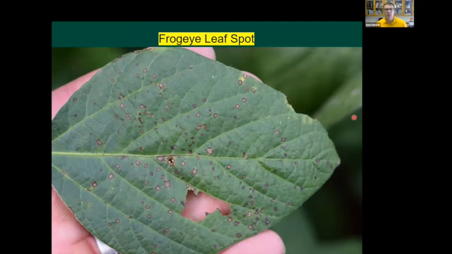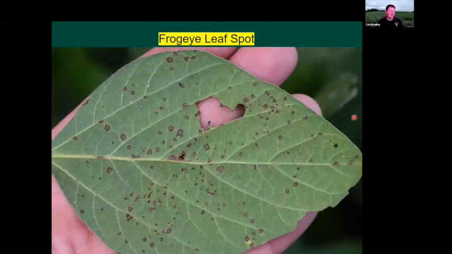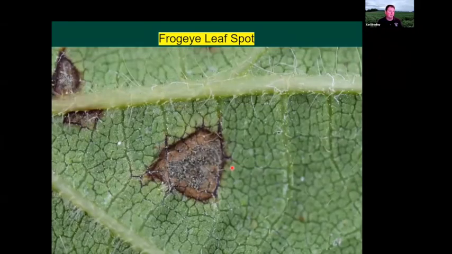But this was in Sargent County, and this was pretty consistent in that particular field. And then there's the underside, and you can kind of see with the naked eye that steel blue mass in those lesions. And then Sam took a really nice close-up picture, again showing that mass of spores there.